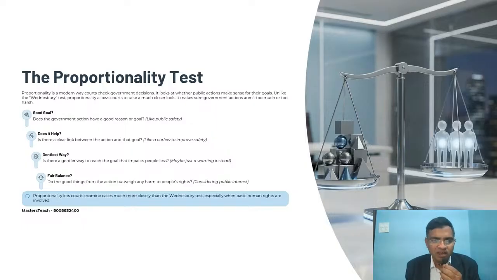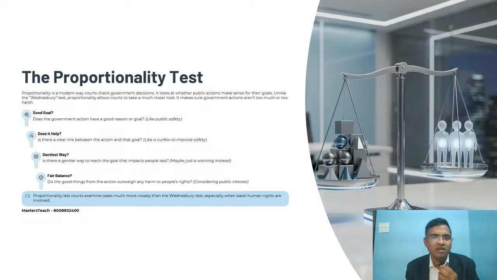That means if a curfew is imposed, whether it is for safety purposes or for something other, there is a proportionality test. Then the gentlest way: is there any gentle way to reach the goal that impacts the people less, maybe just a warning instead of punishing? Fair balance means weighing the good from the action against the harm to people's rights, considering the public interest. So for any government action we can test: is there a good goal, does it help the people, is it a gentle way instead of harsh, and is there a fair balance.